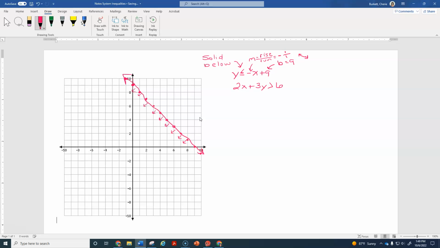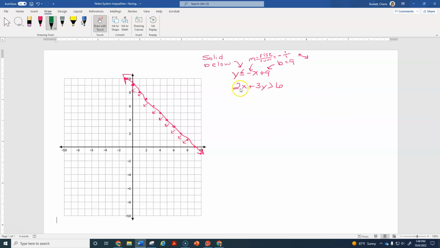And I'll show you why I don't want to do a whole lot of shading. But I know if I needed to, I could shade all of this in over here. That's all below the line. But I know that I'm going to have another equation on here, and that second equation is going to give me a restriction on my shading. So I'm going to wait before I shade everything.